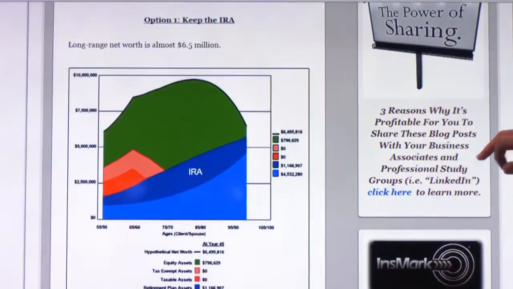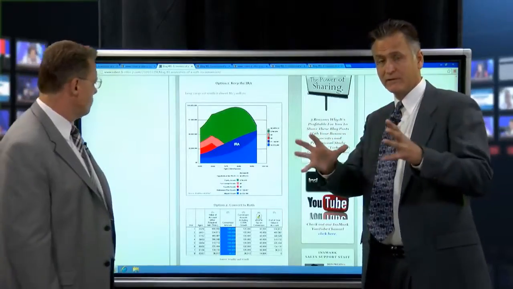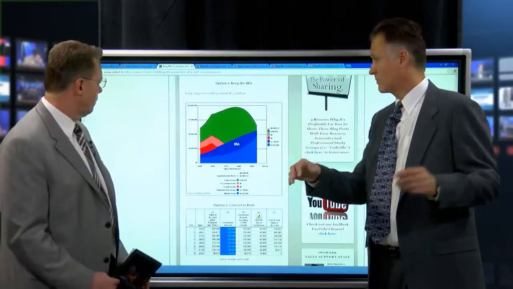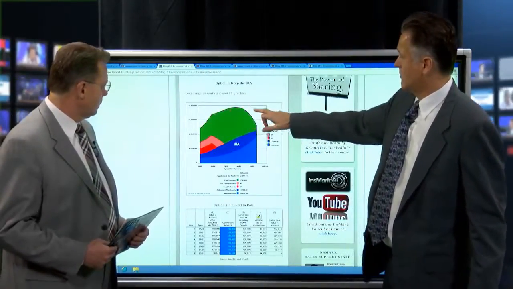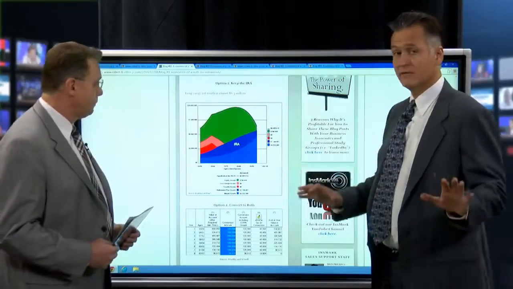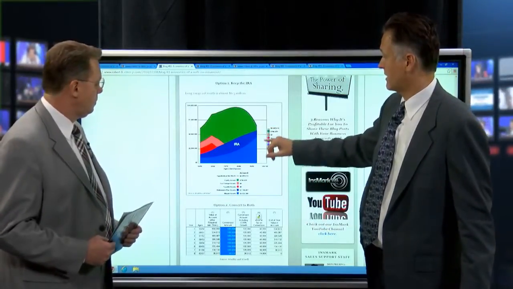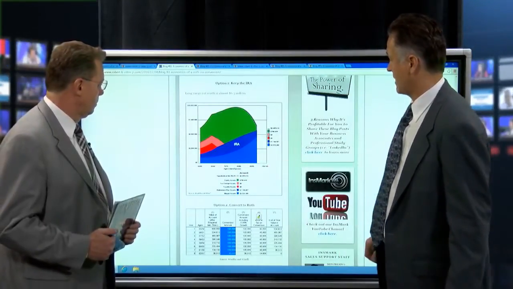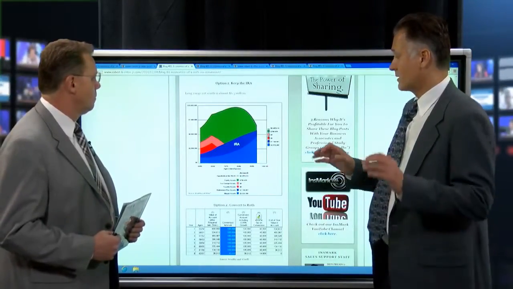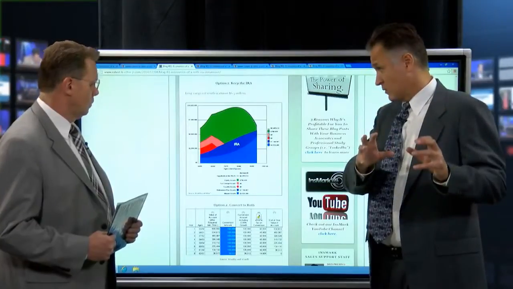So here's how, again, putting all the assets into our Wealthy and Wise software platform, projecting everything out, here is how their net worth will fare over time, leaving the IRA intact. They'll end up with $6.5 million in net worth until age 95. So that's option one, the status quo.